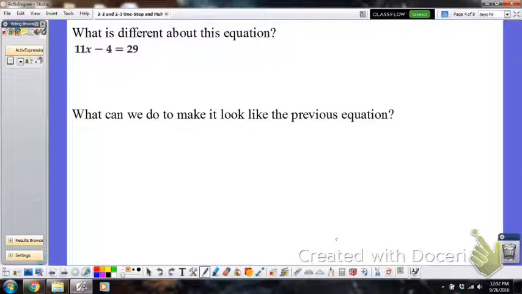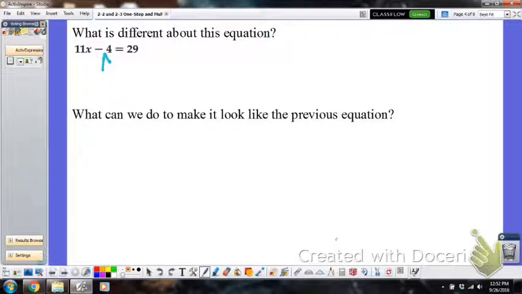So let's take a look at this equation. 11x minus 4 is equal to 29. And we have to look at what's different about this equation. If you take a look at it, all of our equations before have looked like either 11x equals 29 or like x divided by 11 equals 29, stuff like that. But this time we have 11x minus 4 equals 29. So we have this extra operation of negative 4 equals 29.